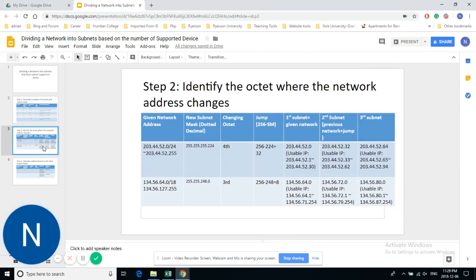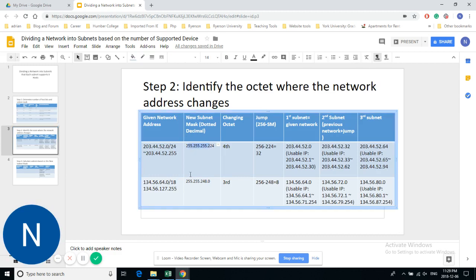And then now we write down the subnet information that you need. Start with the network address that is given. Note at which octet you have the last non-zero subnet mask value. Here's the fourth octet, here's the third octet. Now calculate the jump on that octet, 256 minus the non-zero subnet mask value. Here 32, here is 8.